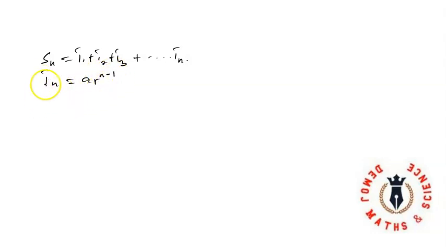So Sn will now be equal to a, that's the first term, plus ar, that's the second term, where n minus 1 here becomes 2 minus 1, plus the third term, ar raised to the power 2. It continues this way up to ar raised to the power n minus 1, which is the nth term. Let's call this equation 1.